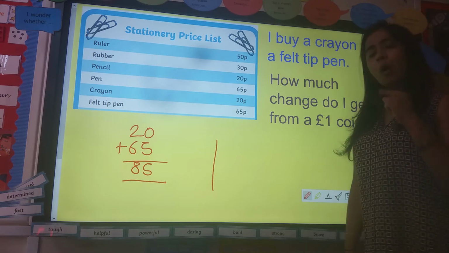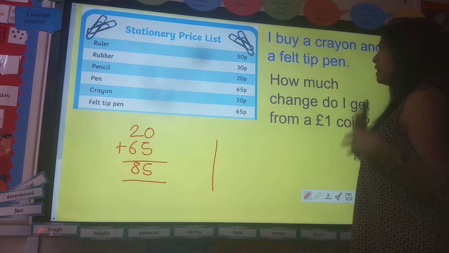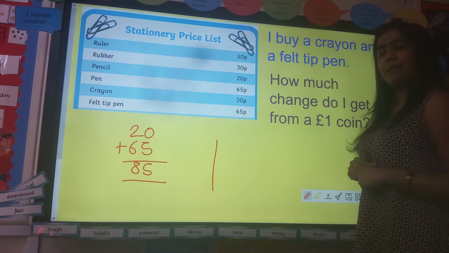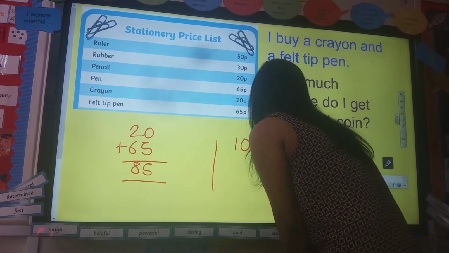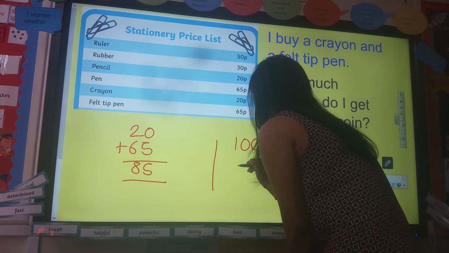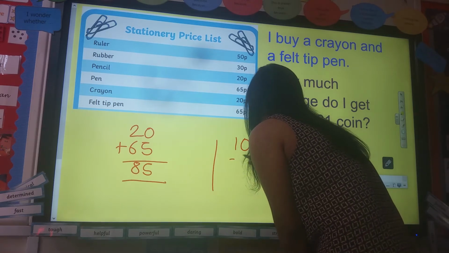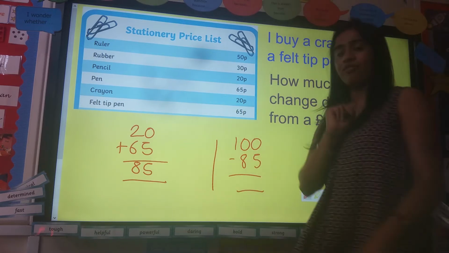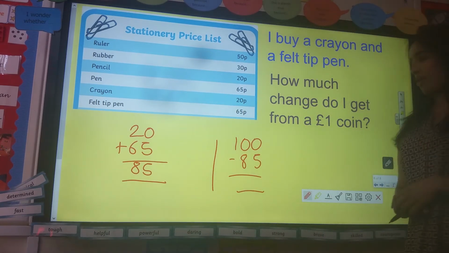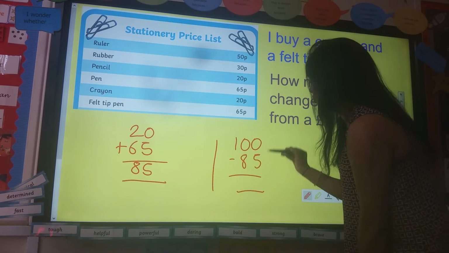If you remember, a £1 coin, how many pennies is that? Good, 100. So now, I need to calculate the change. I need to do 100 minus 85. Off you go. Are we ready? Let's have a look. 0 minus 5.